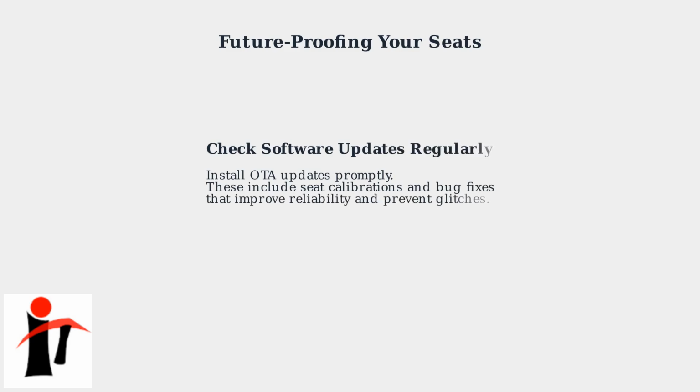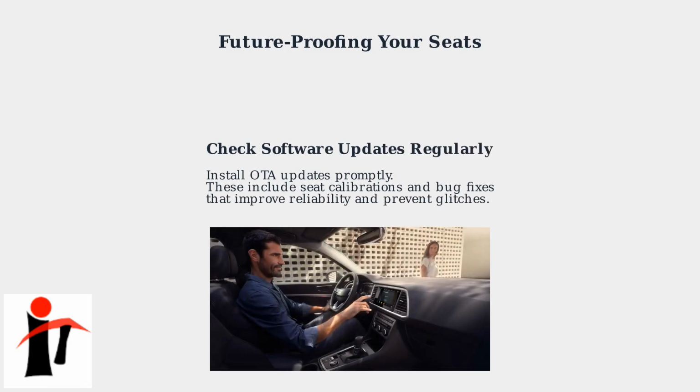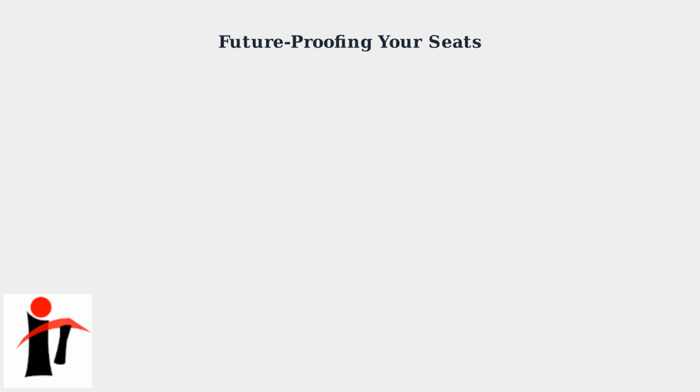Regularly check for and install Tesla's over-the-air software updates. These updates often include seat calibrations, memory profile fixes, and diagnostic improvements that can resolve potential issues before they become problems. Updates like V13.1 added auto seat calibration features that reset positions without service visits.